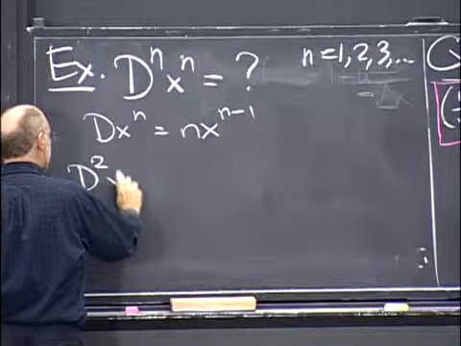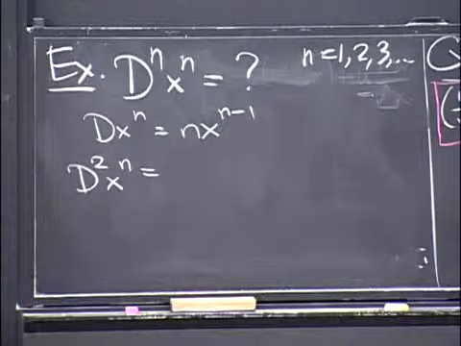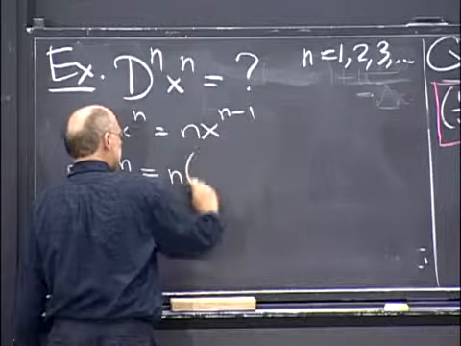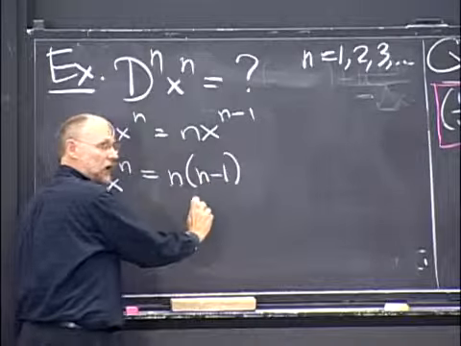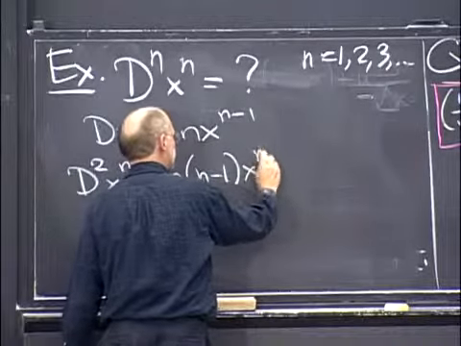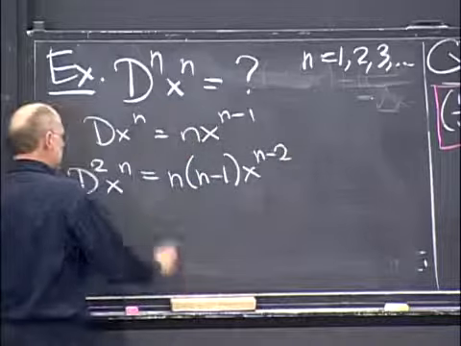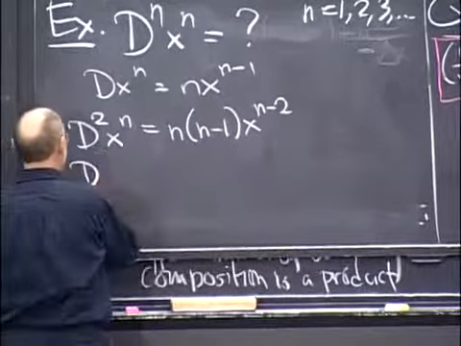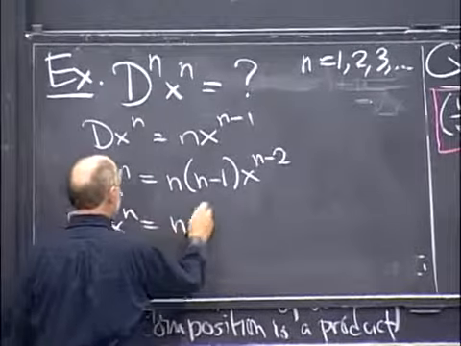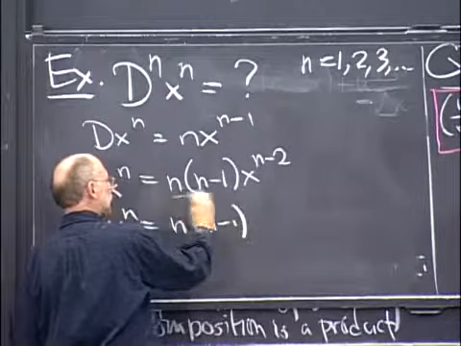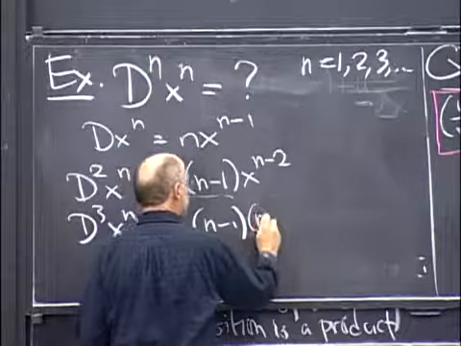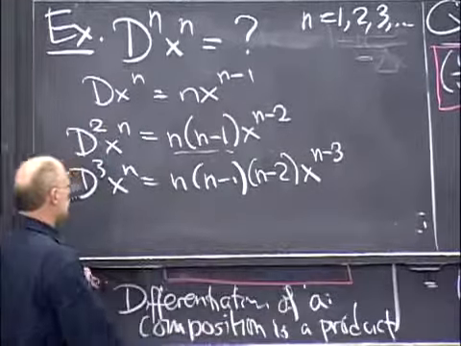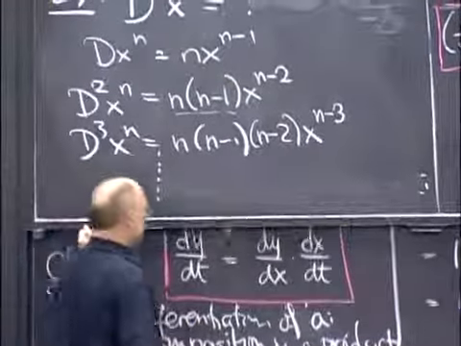Let's compute the second derivative of x to the n. Well, there's this n constant that comes out, and then the exponent comes down, and it gets reduced by 1. Right? Shall I do one more? D cubed x to the n is n times n minus 1. That's the constant from here, times that exponent, n minus 2, times 1 less, n minus 3. It's the new exponent. Well, I keep on going until I come to a different blackboard.